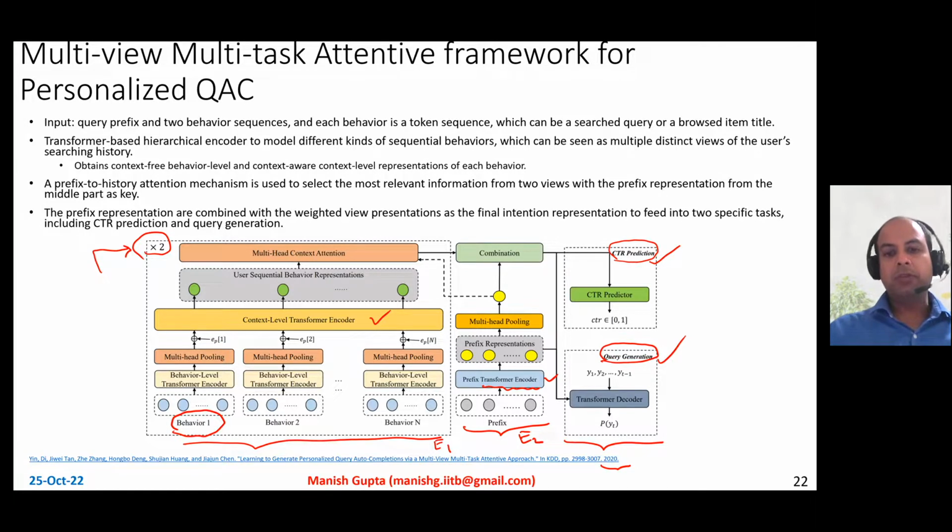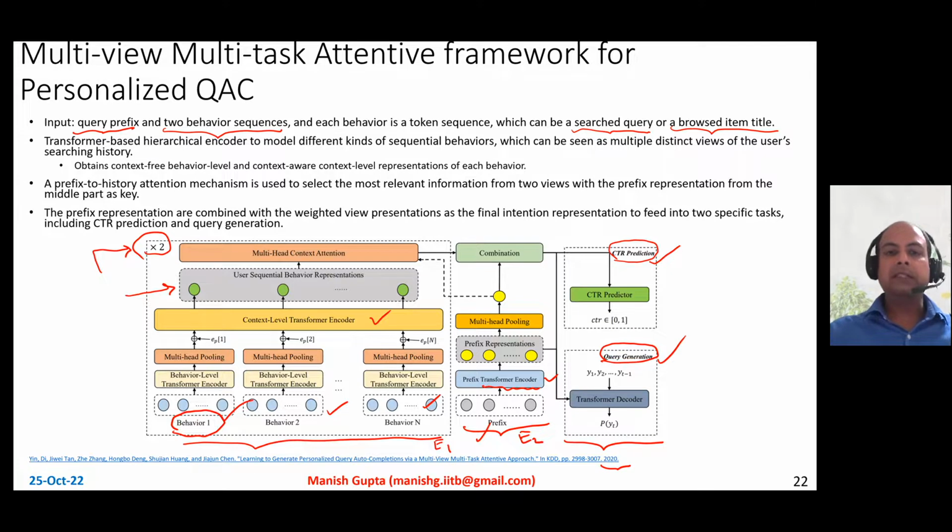Thus, the overall input to the model is a query prefix, which you see here, and two behavior sequences, one which encodes the search query history and the other which encodes the browsed item title history, right? So you take both of those and you train different transformer encoders, which essentially take tokens from these behaviors and thereby come up with a user sequential behavior representation as a final pooled output.